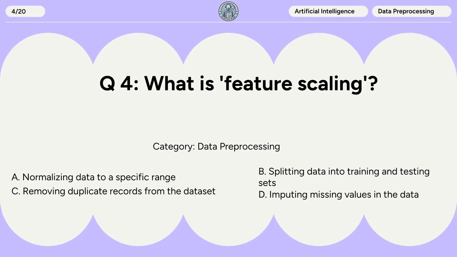Question 4. What is feature scaling? A. Normalizing data to a specific range. B. Splitting data into training and testing sets. C. Removing duplicate records from the dataset. D. Imputing missing values in the data.